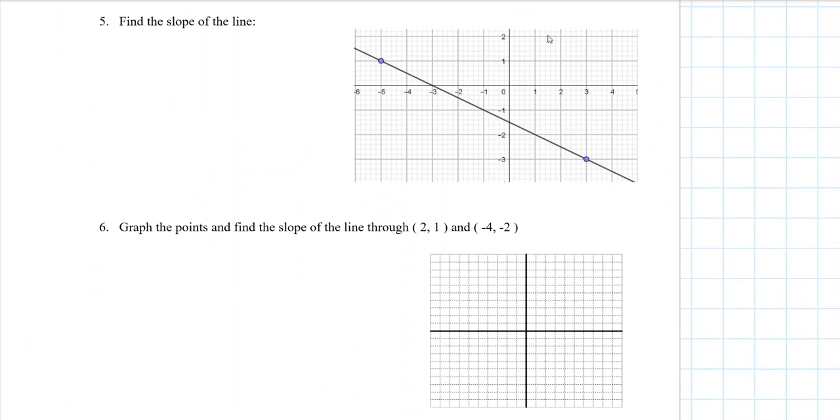Find the slope of the line. Pick any 2 points on the line. I'll just pick the 2 that are highlighted here. Doesn't matter. Be careful about interpolating, though. I wouldn't mess with that point, for example. Try to pick ones that are right on an obvious intersection of 2 integers.